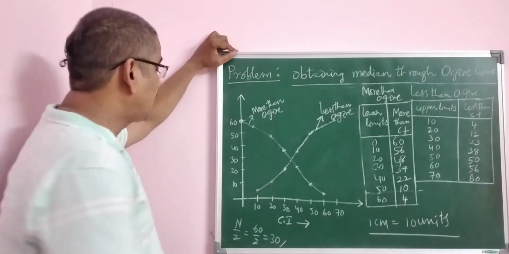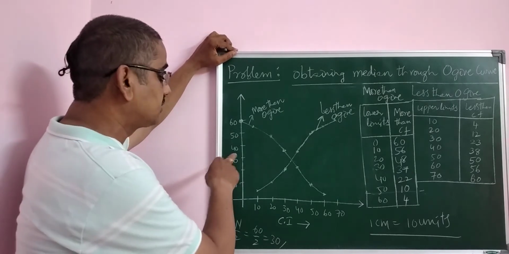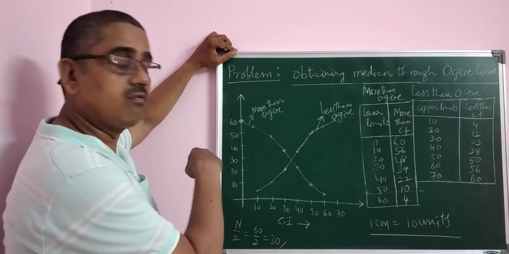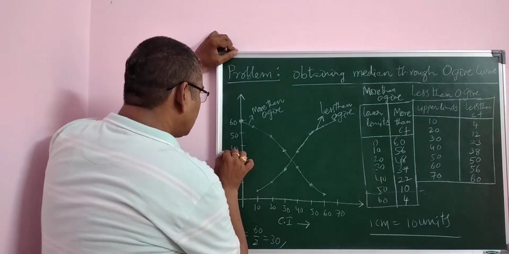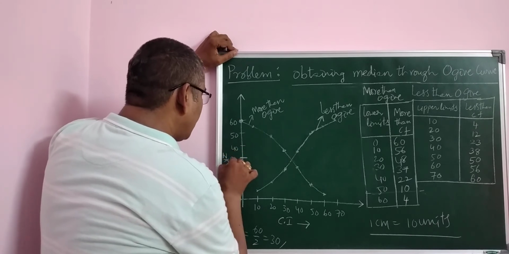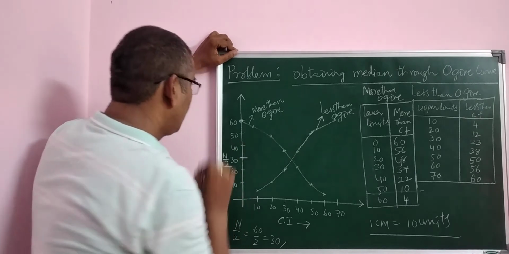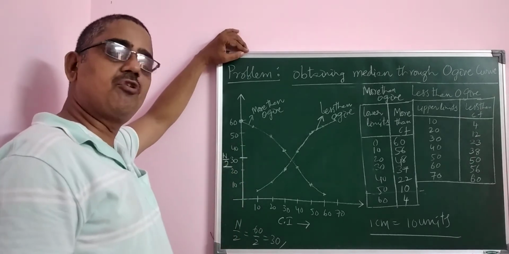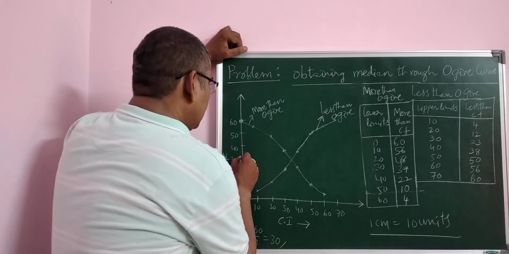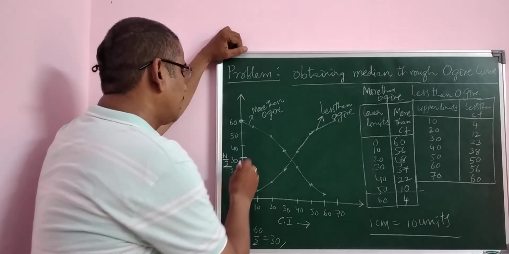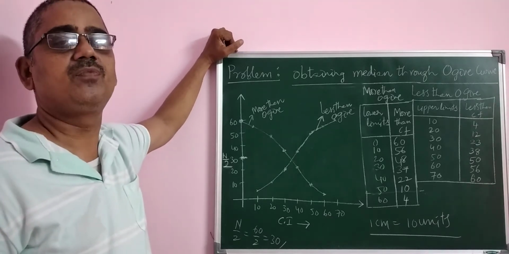Plot n by 2, that is 30. Exactly, it is 30 here; we have one particular value. So plot this 30 along the y-axis. This is n by 2, so n by 2 is equal to 30. You have to mark this particular point n by 2 along the y-axis first.